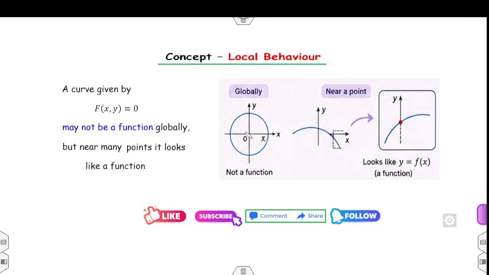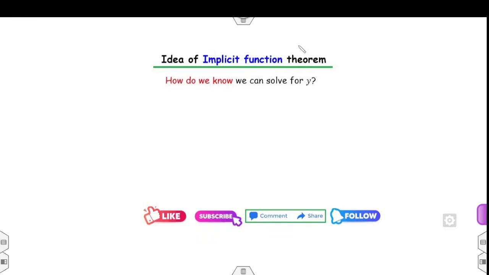Fine. But if you look near any point, let's say x naught, y naught, then you can say that is a function. Like if you take only the upper portion alone, fine, then clearly it is a function, and that is called local behavior. How do we know that we can solve for the value of y? That is the concept behind the implicit function theorem.